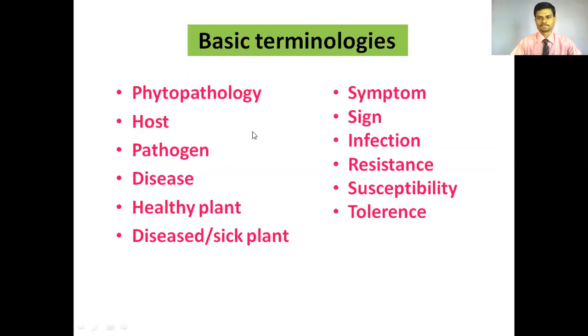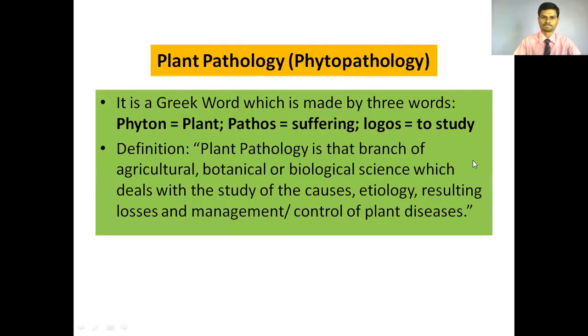While studying plant pathology, we come across some terminologies. Let's see those terminologies: phytopathology, host, pathogen, disease, healthy plant, diseased or sick plant, symptoms and sign. Many students who study plant pathology get confused between these two terms, symptoms and sign. We will see about these two terms. Then infection, resistance, susceptibility and tolerance.